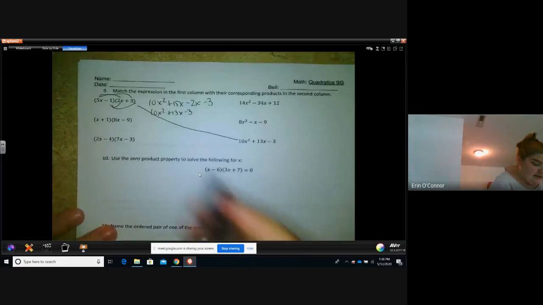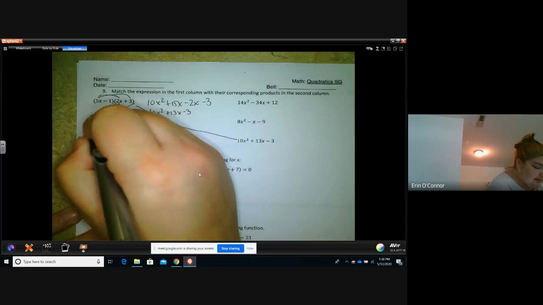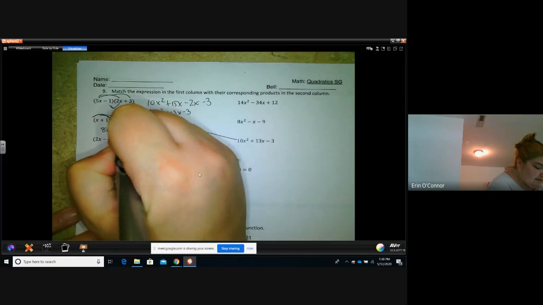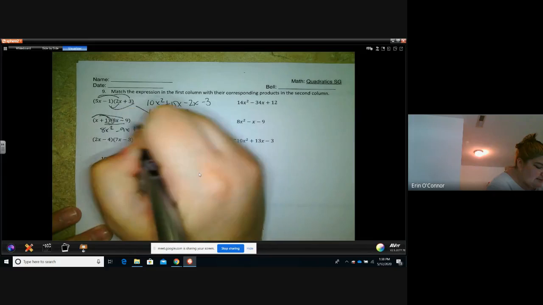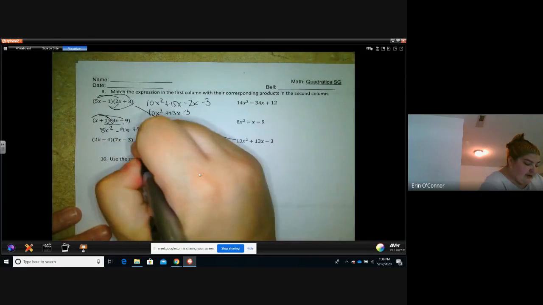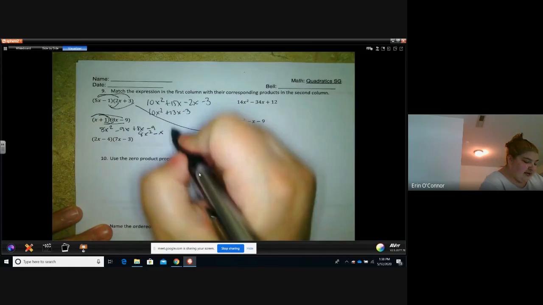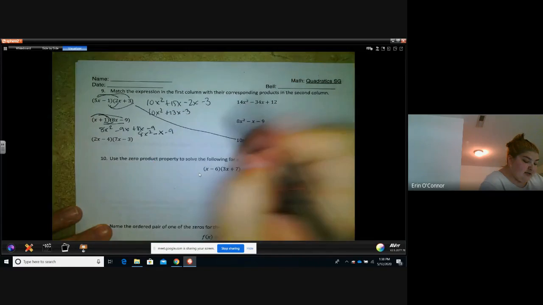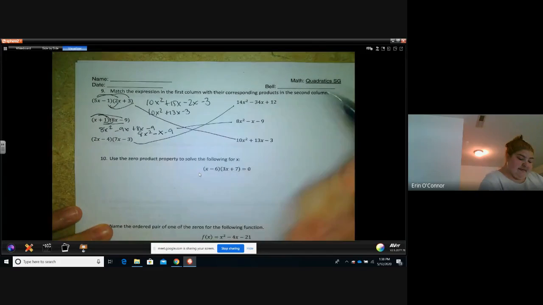For the next one, x times 8x is 8x squared. x times negative 9 is negative 9x. 1 times 8x is a positive 8x. 1 times negative 9 is negative 9. These are going to give you 8x squared minus x, because negative 9 plus 8 is negative 1, minus 9. So this goes across, which means you know this is going to go to here, but let's double check it just to be sure.